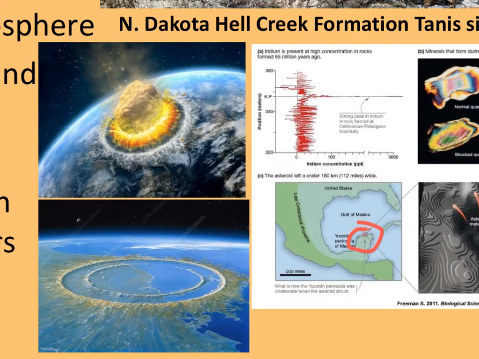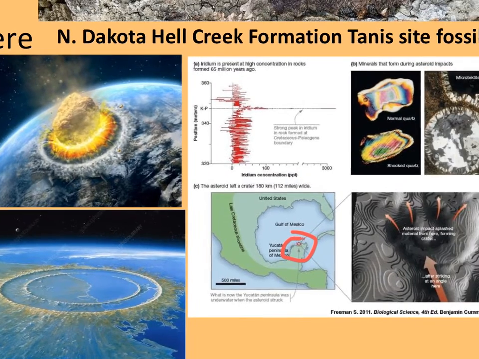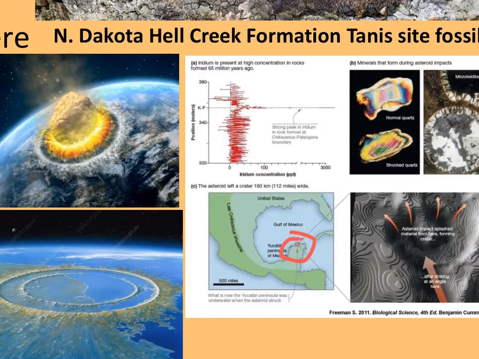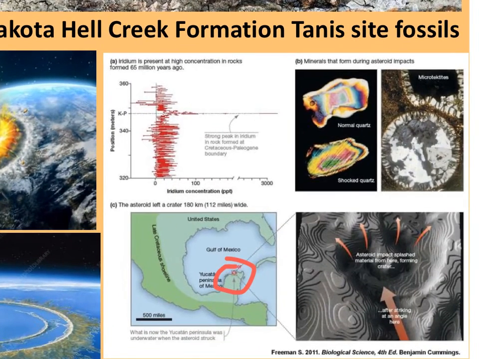All this stuff was ejected up into the atmosphere. Iridium showed this very strong peak at a certain time period. So this is iridium levels way down here, and it went all the way up to over 3,000. And this is shocked quartz and microtektites from the impact. The asteroid impact splashed material from here, forming the crater and all across the Caribbean, and caused a huge tsunami.